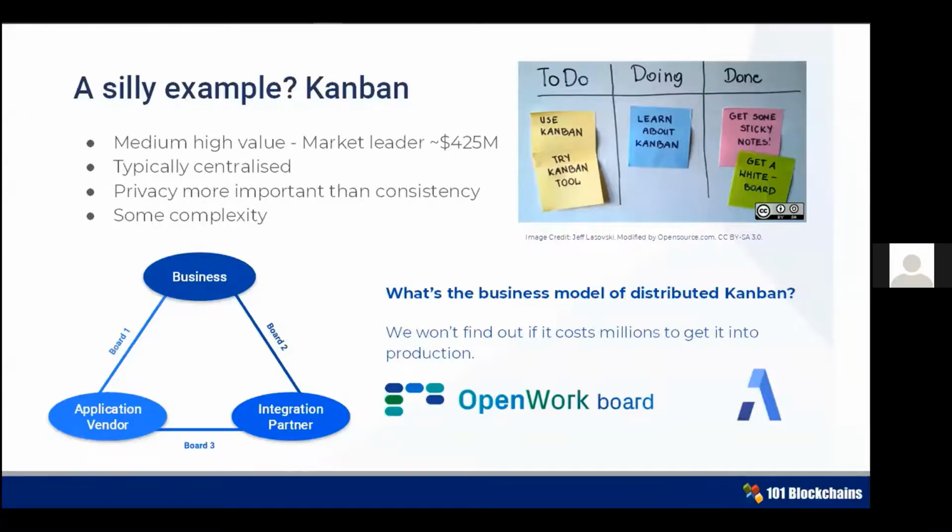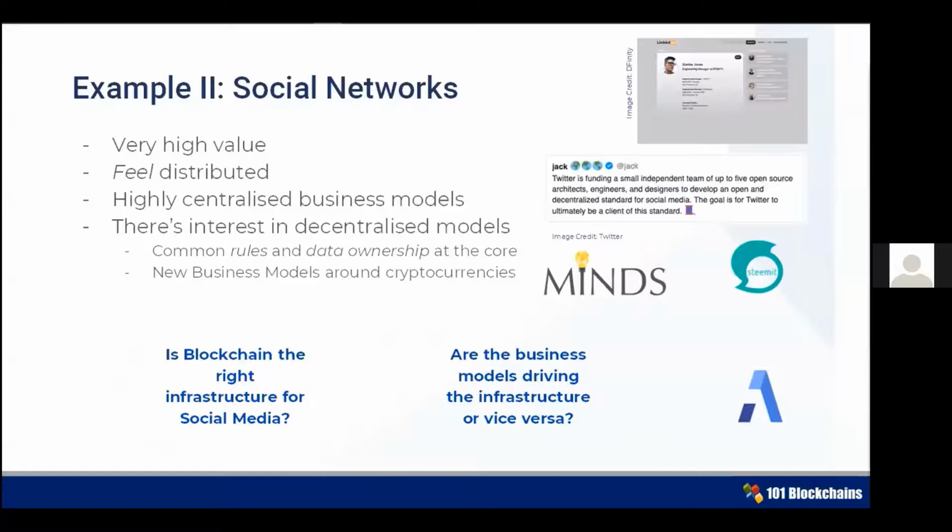Now, whilst this sort of thing is coming into reach, it's still somewhat far out there. So let's have another look at something much closer to where people's thinking is already at with blockchain and distributed ledgers, and that's social networks. Social networks undoubtedly are high value.